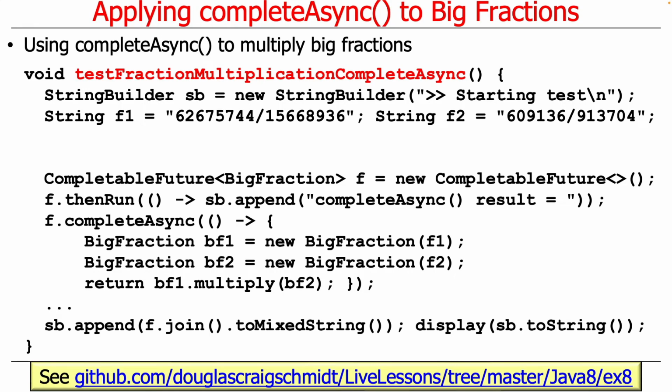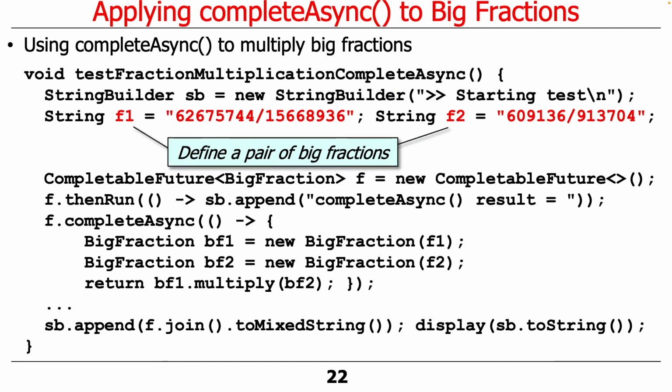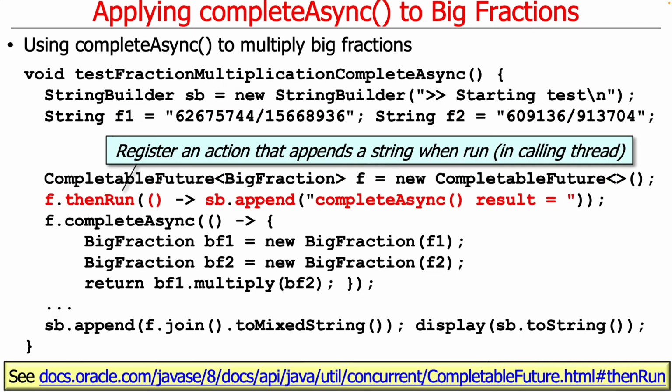Just for kicks, we're going to show how to use the completeAsync method. This is called testFractionMultiplicationCompleteAsync, which is in my ex8 project in the Java 8 folder in the LiveLessons repository. We start out by making a StringBuilder to hold the intermediate results. We make a couple of big fractions. We create an empty CompletableFuture. And then we use thenRun to register an action that will append a string when we run the computation, a string that says what we're doing.